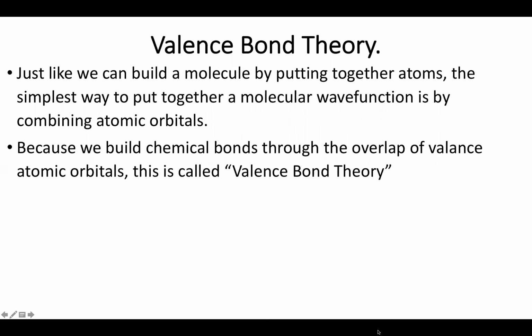When we build up our chemical bonds, they come from the overlap of our valence atomic orbitals. So when I put two atomic orbitals together, the overlap in between those two orbitals gives me a bond. Consequently, we call this method valence bond theory.